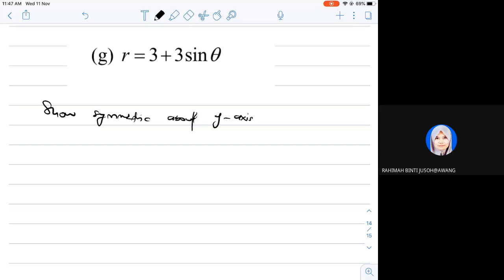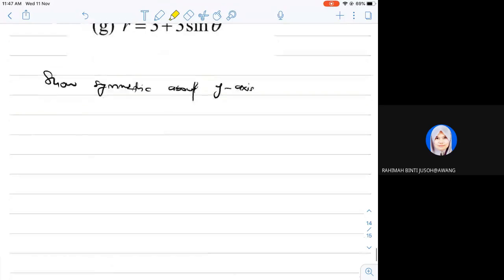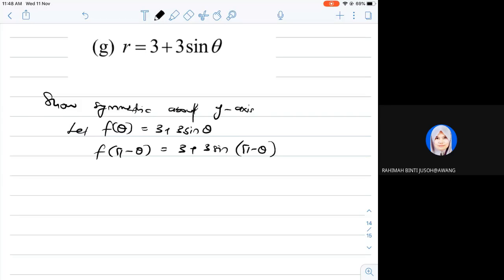Okay, so now about y-axis. So what you should do is you need to show that f theta is equivalent to f pi minus theta. Okay, so first we let f theta equals to 3 plus 3 sin theta. Okay, so then we need to find f pi minus theta. So equals to 3 plus 3 sin pi minus theta lah, of course.